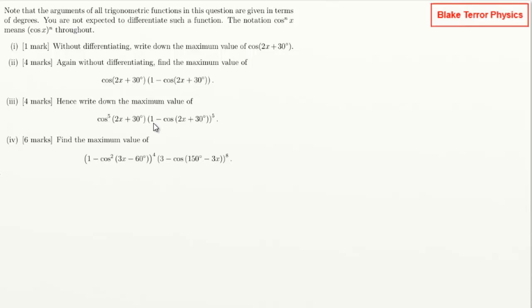Part 1, without differentiating, write down the maximum value of cos(2x + 30). Really? Okay, 1. The maximum value of cos is 1, regardless of what angle you're putting into it. Then part 2, 4 marks. Again, without differentiating, find the maximum value of cos(2x + 30) times (1 minus cos(2x + 30)). Well, that's going to be a quarter. They're not expecting much here.